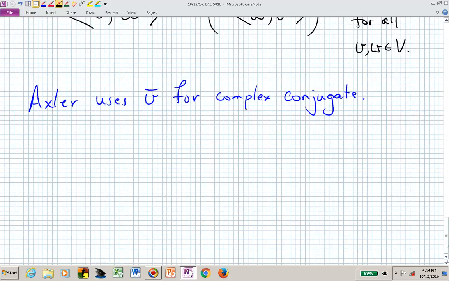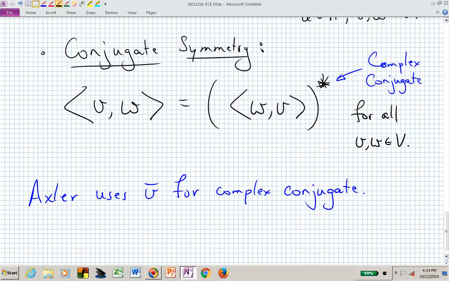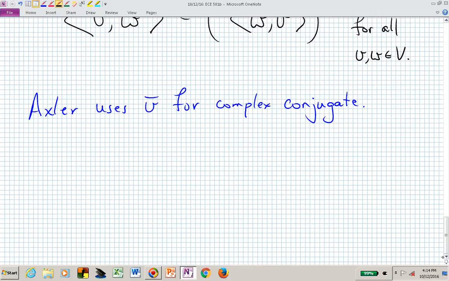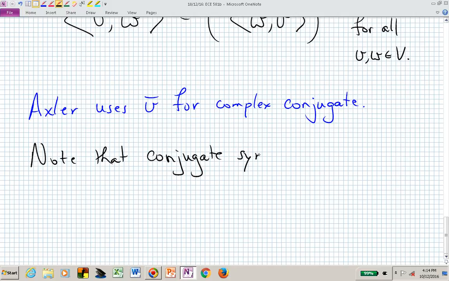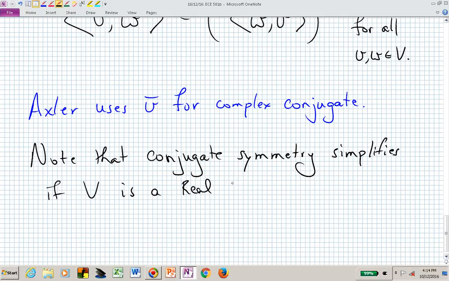If we're dealing with vectors that are real, or over the field of real numbers, then we don't really need to worry about that complex conjugate. Note that conjugate symmetry simplifies if our vector space V is a real vector space.